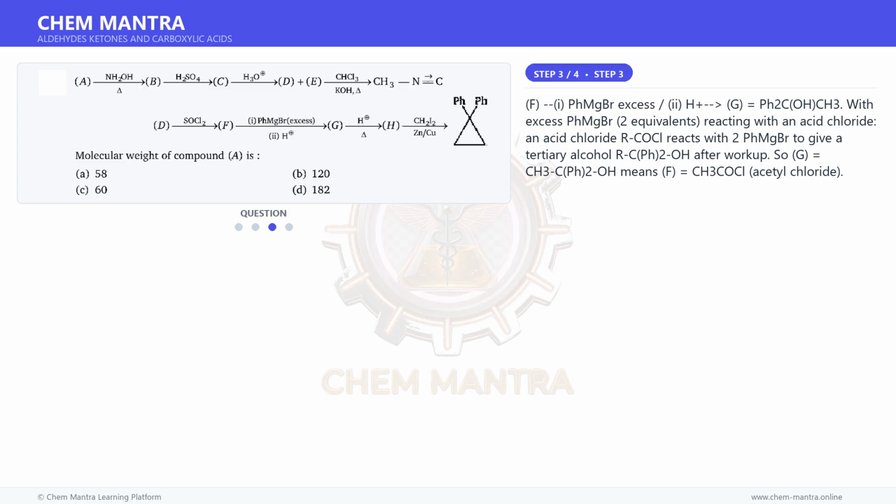Moving on to the next step. F, then excess PhMgBr, then H+, gives G, which is Ph2C(OH)CH3. With excess PhMgBr, two equivalents, reacting with an acid chloride RCOCl gives a tertiary alcohol R-C(Ph)2-OH after workup. So, G is equal to CH3C(Ph)2OH, which means F is equal to CH3COCl, acetyl chloride.